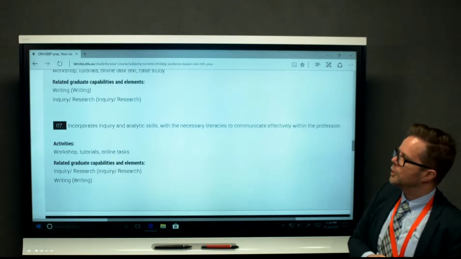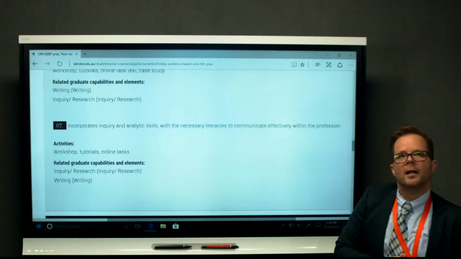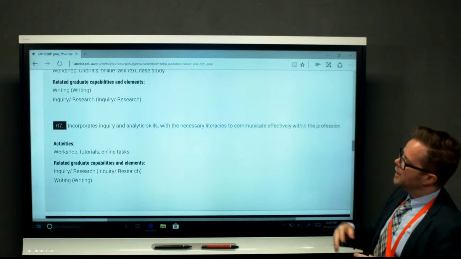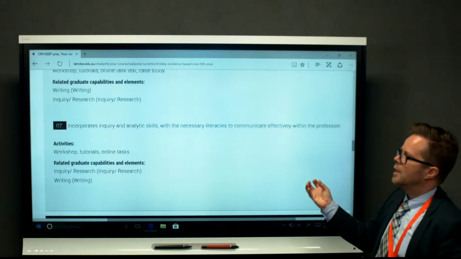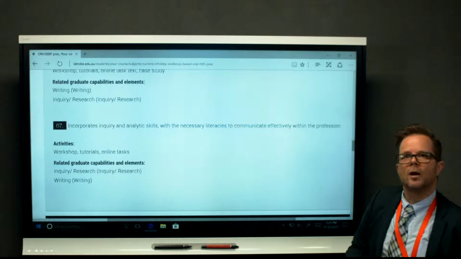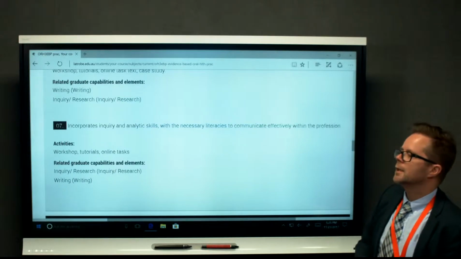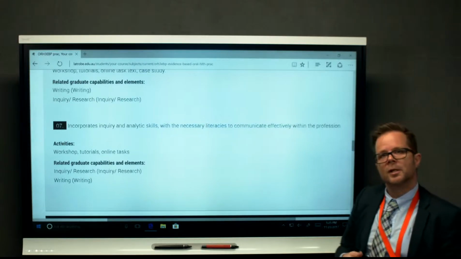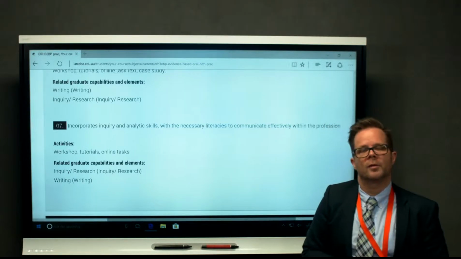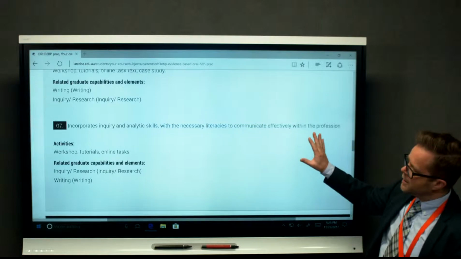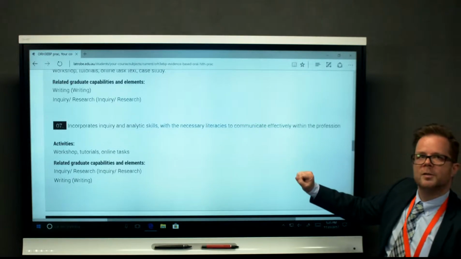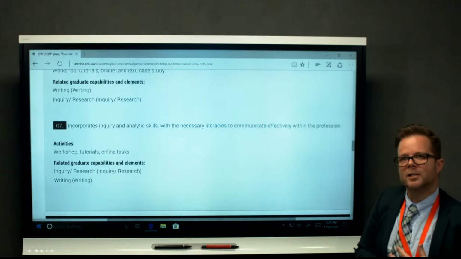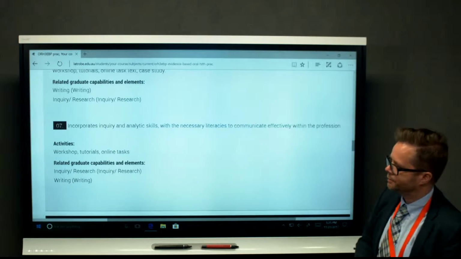And the last one is related to incorporating inquiry and analytical skills with the necessary literacies to communicate effectively within the profession. So here it's about taking the information that we've found, thinking about how we might apply that, and then communicating that using technology or different media or mediums to communicate ideas effectively within the profession. So they're the 7 learning outcomes for this particular subject. And I hope that you can see that all of them are useful and related to the objectives of this particular subject.